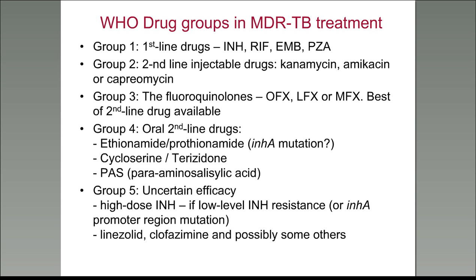The group 5 drugs are drugs with uncertain efficacy, and there are a lot of these drugs. We're only going to discuss 3 of them today. High-dose INH is actually considered a group 5 drug, and it's particularly useful if there's low-level INH resistance, which is usually associated with an inhA promoter region mutation. The katG gene mutation is the other common cause of INH resistance, and that usually causes high-level resistance. And linezolid and clofazimine are other group 5 drugs that are increasingly being used, mostly in extensively drug-resistant (XDR) disease.